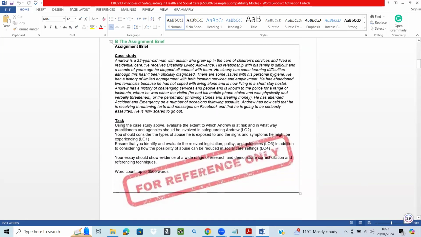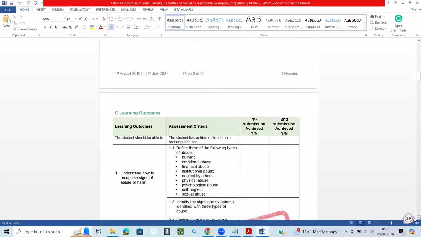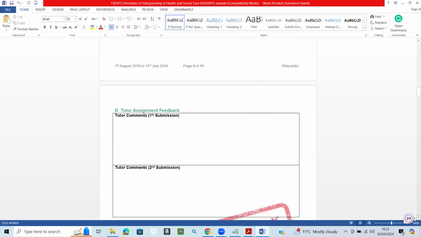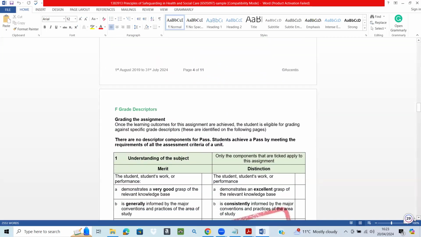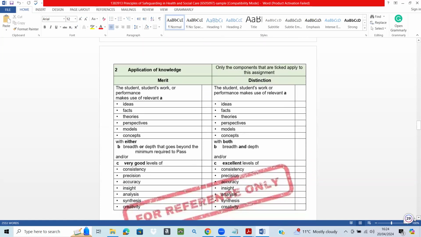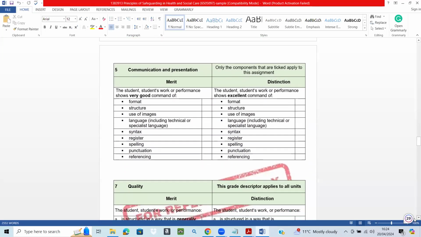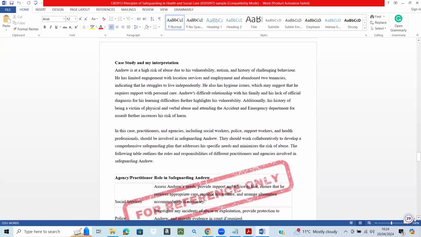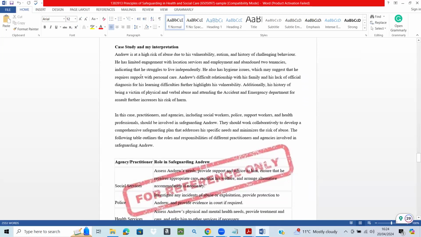Here, in this assignment brief, they have given you a case study, then the task. The same sort of thing you will get in your assignment brief, so you will need to follow it. For example, this is the work, and this is the interpretation of the case study. Look at the font: the font is Arial, the font size is 12 and the line spacing is 1.5. We need to do that in our assignment as well.